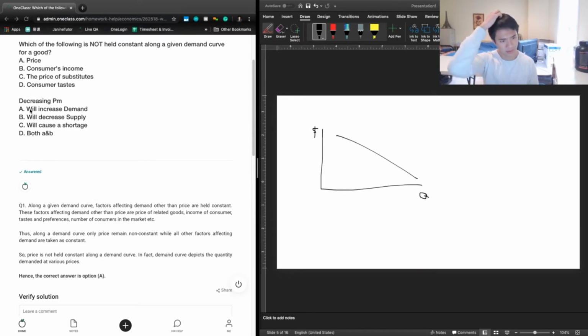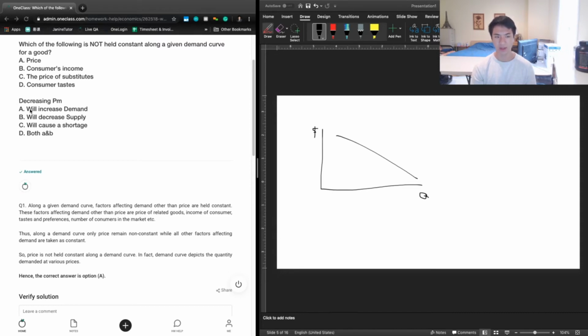And finally, number 2, decreasing price will A, decrease demand, B, decrease supply, C, cause a shortage, or D, both A and B. And so the right answer here is that if you decrease price, what's going to happen on the demand side is that you're going to have an increase in quantity demanded, right? On the supply side, if you had a decrease in price, you will have a decrease in supply, so quantity supplied, right? People are less likely to supply if the price is low.